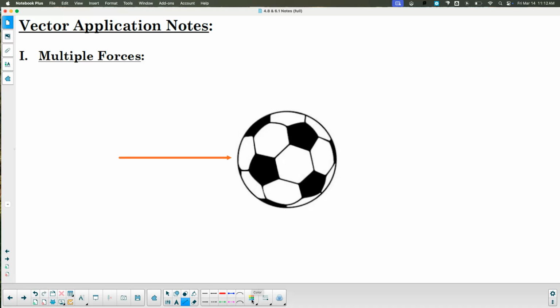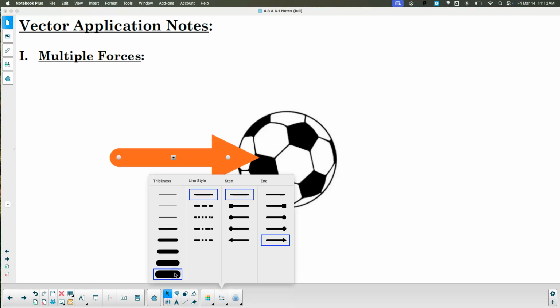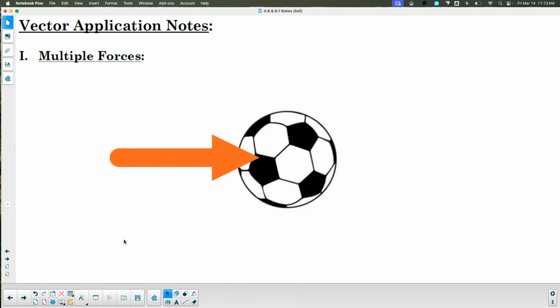It's going to go that way, right? And how much force I apply to it is going to determine how far it goes, right? So how much force we apply to it would be the magnitude, okay? And the direction that it's going to go is going to depend on the direction that we're applying the force, okay?